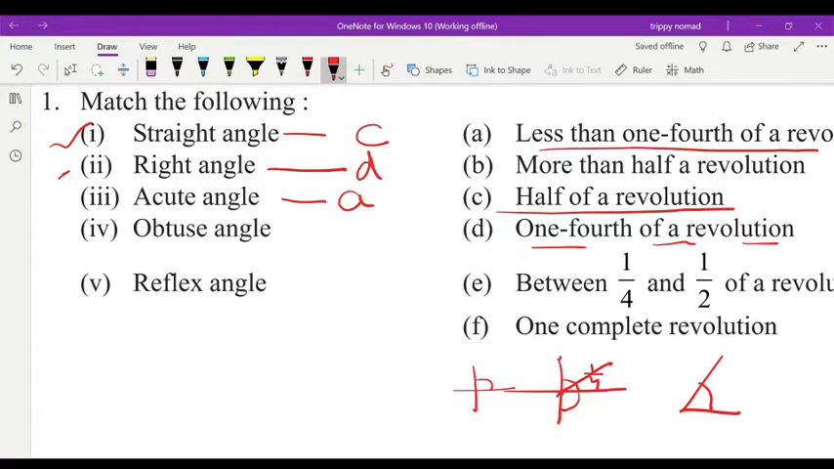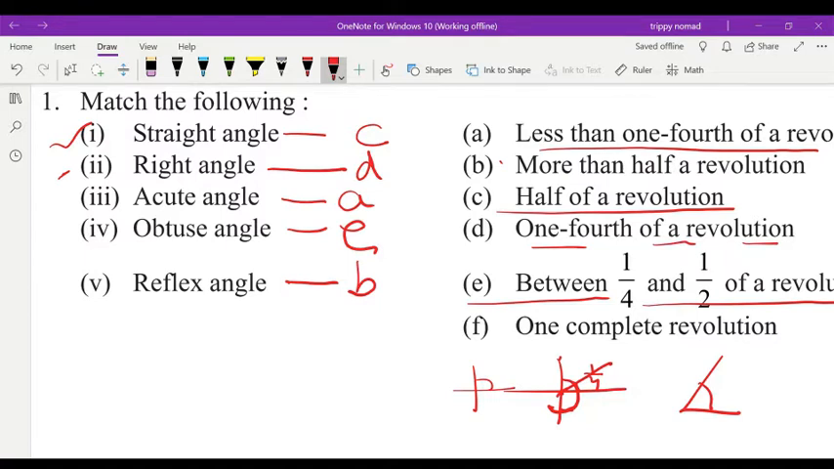Now obtuse angle, more than 90 degrees. That means more than one-fourth, but not more than half a revolution, otherwise it will become a reflex angle. So between one-fourth and half of a revolution, that will be an obtuse angle, because it is more than 90 but less than a straight angle. Reflex angle is more than half a revolution. That will match with B. I hope you understood this one.